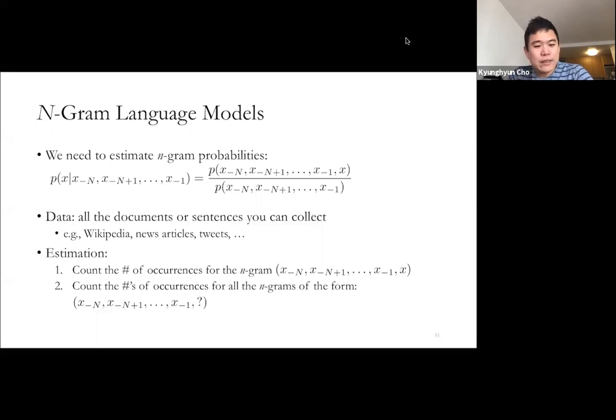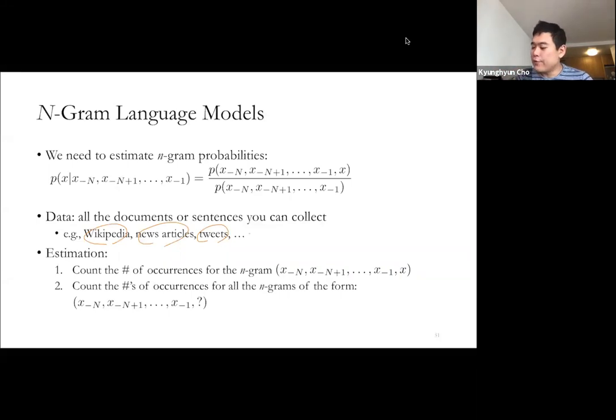Now, how do we collect the data? The good thing is that there are so many written documents available on the internet, for instance Wikipedia, news articles, tweets, whatever you are using that provides you with data. This is not necessarily the case for many low-resource languages. However, for the few widely used languages, it is quite easy to collect data these days thanks to the internet. So we say that we have somehow collected the data.